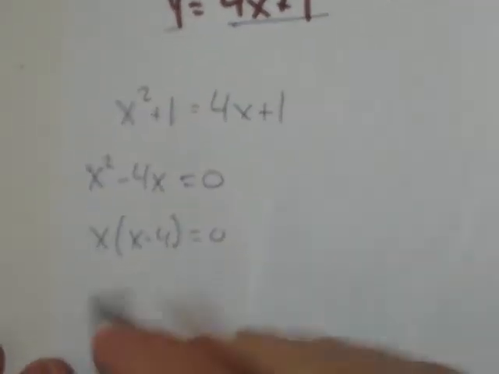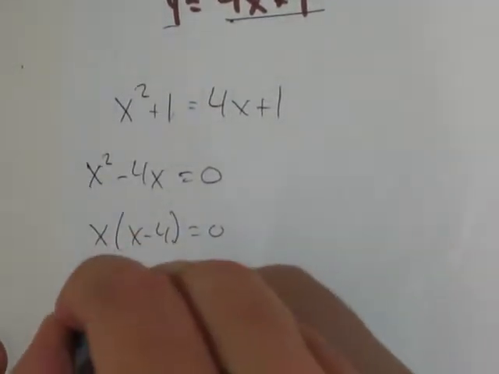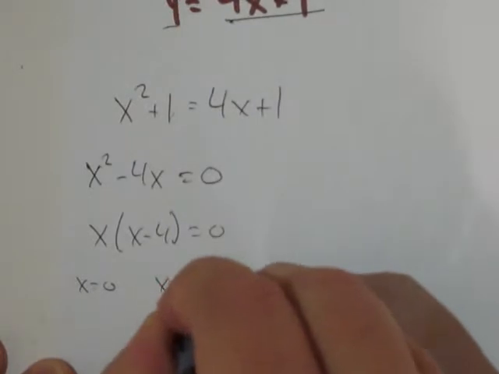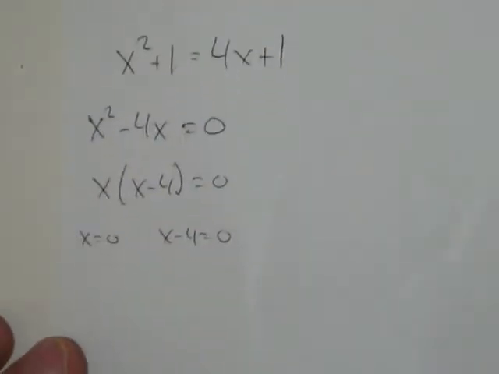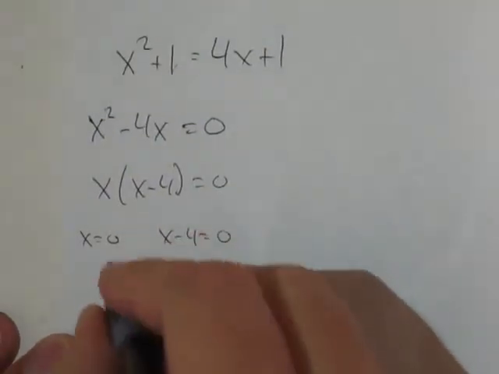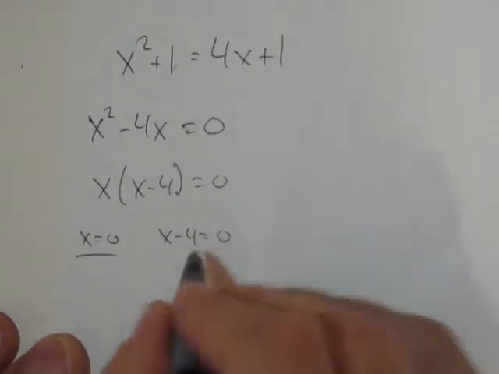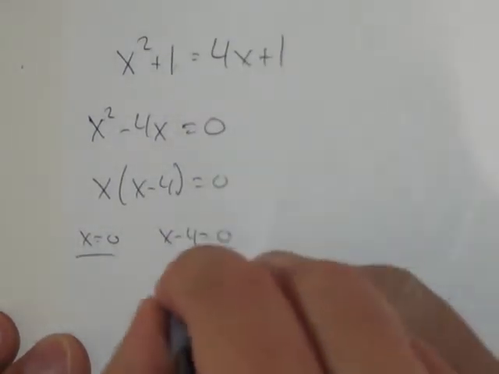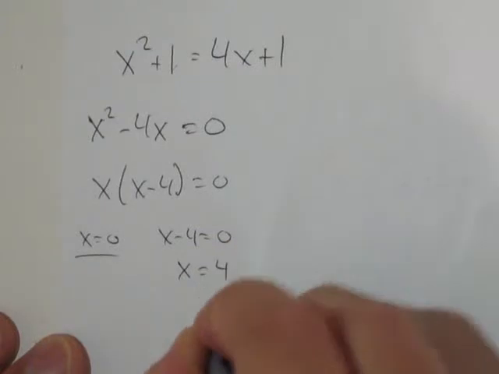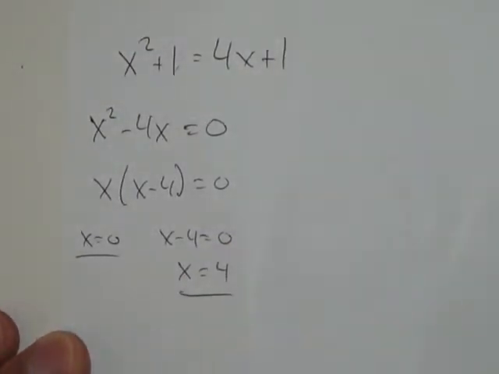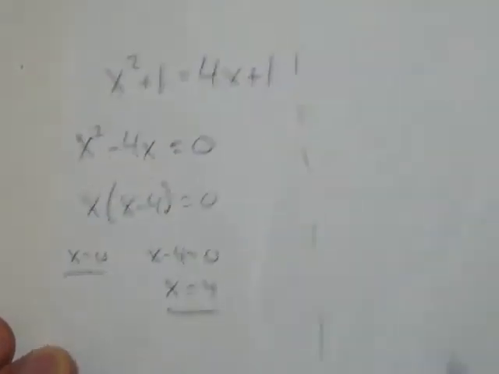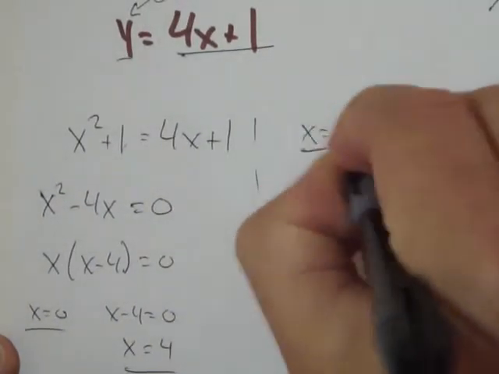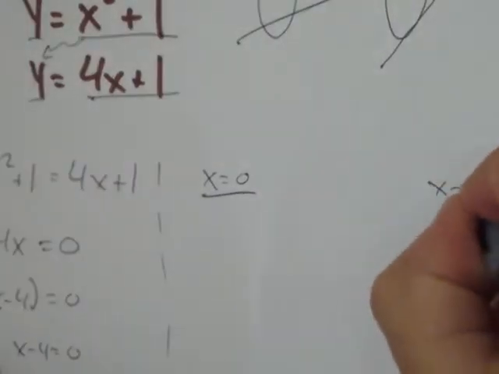And just like before, we set each one of these equal to 0. So x equals 0, and x minus 4 equals 0. This should not be too new of anything. That's one solution, and then x minus 4 equals 0, so we add 4 to both sides, so we get x is 4. So those are our two solutions. So we're going to have 2 points, and these are the x values for each of those points. Okay. So the first one is x equals 0. The second one is x equals 4.